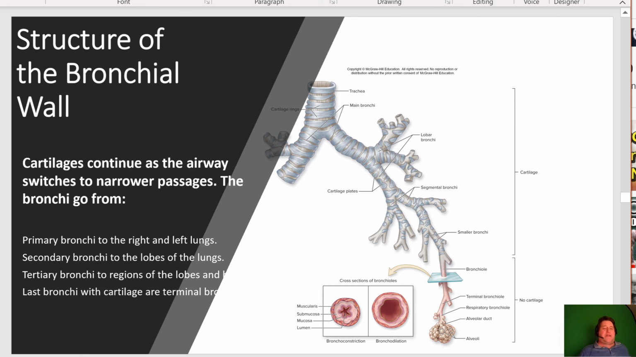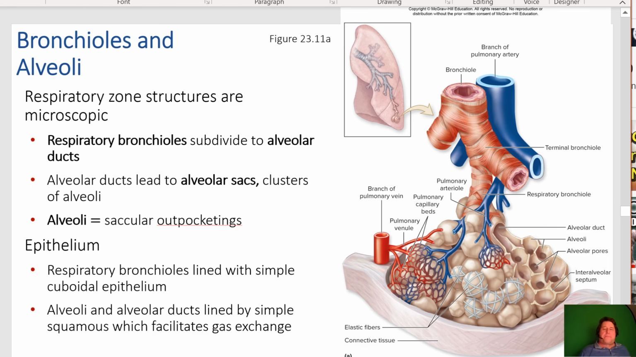And then it splits again and called the tertiary bronchi. These are regions of the lobes, okay? And then they continue to branch and branch and branch even more. We lose the cartilage because it gets smaller. It gets to the point where we don't need the cartilage to hold it open all the time anymore. It gets small enough we don't need that. And then we get to the final, or the terminal bronchi. So the last bronchi with cartilage are the terminal bronchi. Okay.